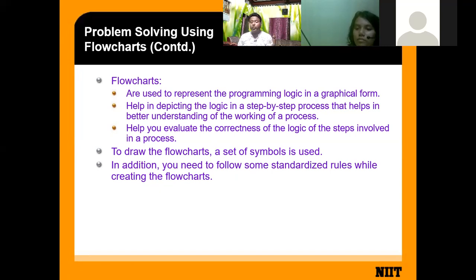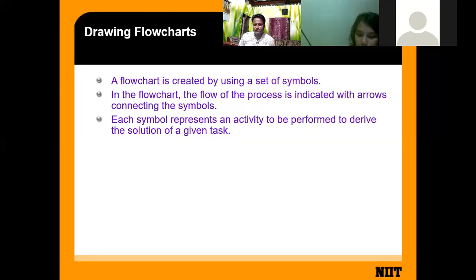In addition, you need to follow some kind of standardizing rules while creating a flowchart. So while creating a flowchart, we have to follow some kind of rules. So what are the rules? A flowchart is created by using a set of symbols. So when you want to create a flowchart, you have to use proper symbols.